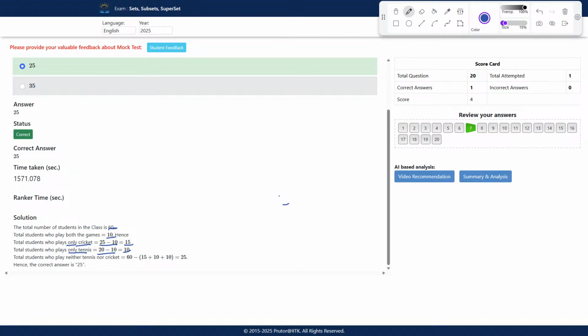And the total number of students who play neither tennis nor cricket is very simple. We subtract from the total of 60 students those who play only cricket, only tennis, and both. Eliminating all these students, we are left with those who play neither cricket nor tennis. So we have only 25 such students. Clear?